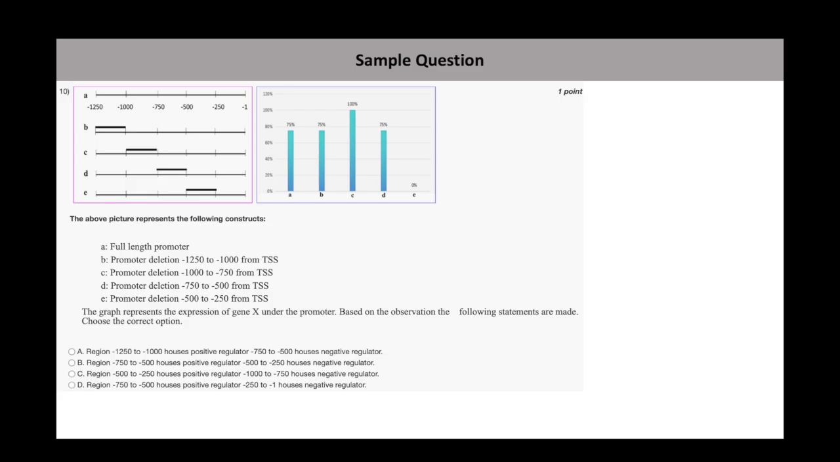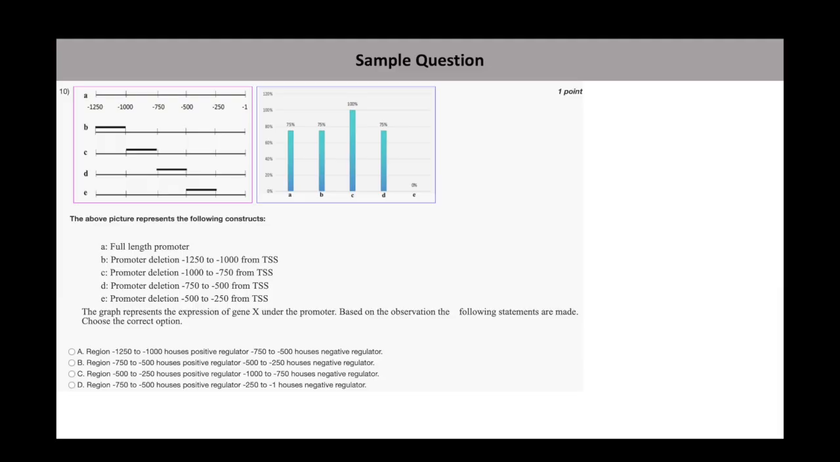Option C says that 500 to 250, that means E, is a positive regulator, that means it's an activator. And C is a negative regulator. So yes, this is exactly what we found out, that C is a negative regulator, that is, it is a repressor. And D is a positive regulator, that is, it is an activator. So in this case, option C will be correct.